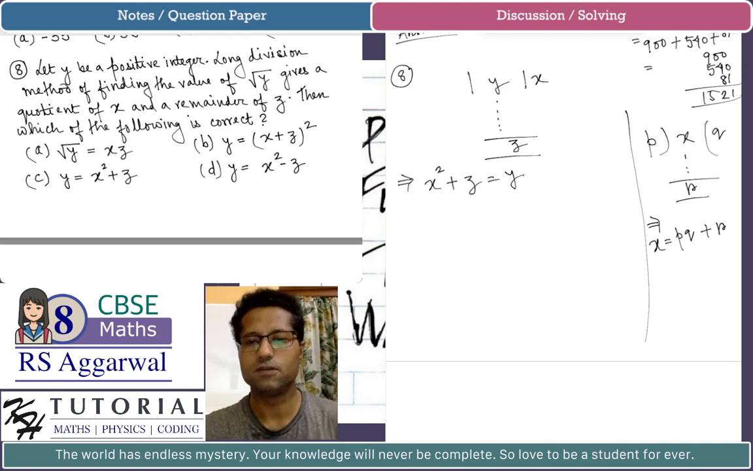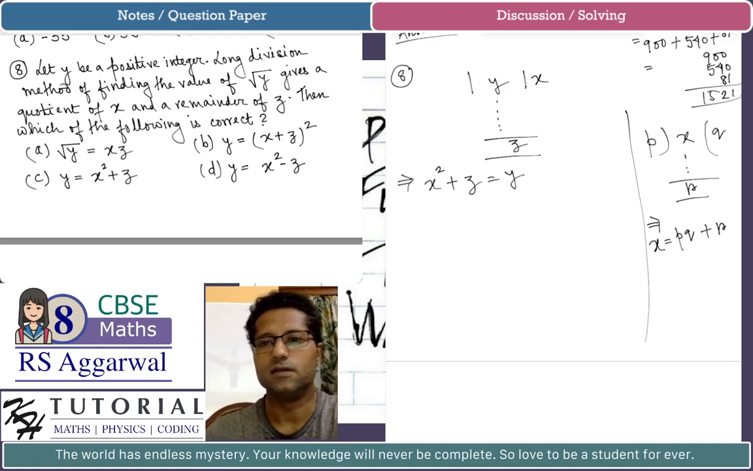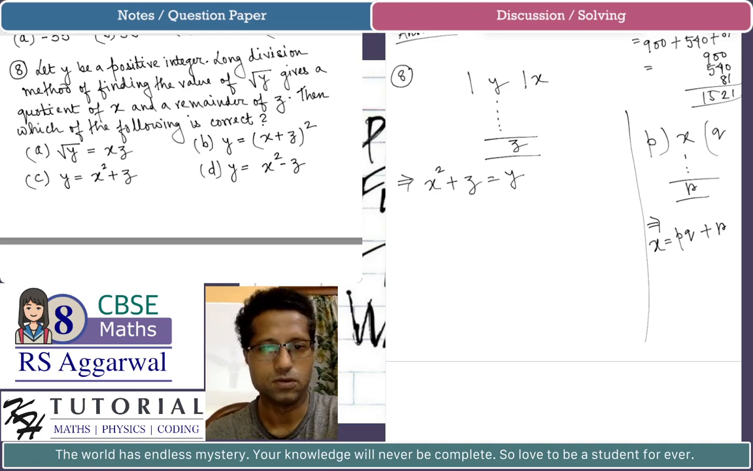the number x is nothing but pq plus r. Similarly, for a long division method in finding the square root of a number, if the given number whose square root we are finding is y, the final quotient is x, and the remainder is z, then we will have the relation x square plus z is equal to y. So now we have to see which choice is matching. This is a very conceptual question. The choice is C.